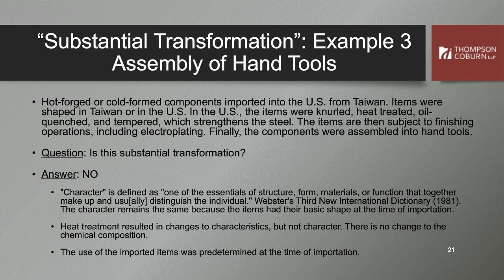Okay, so example 3. This is the National Hand Tool case. So we have hot forged or cold formed components that were imported into the U.S. from Taiwan. And the items were shaped in Taiwan or the U.S., depending on the item. So in the U.S., regardless of where they were shaped, the items underwent these other processes: heat treatments, oil quenching, tempering, and other processes that strengthen the steel. So then you have some other finishing operations that occurred, and assembly. Were all of these additional processes enough to constitute substantial transformation?